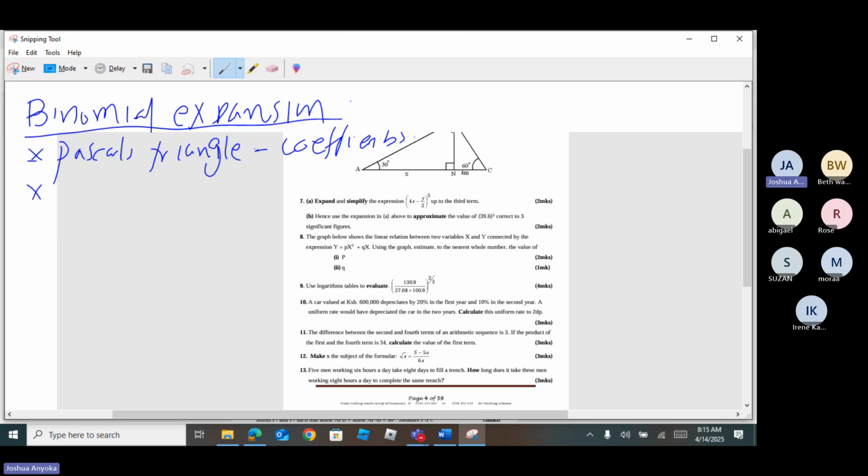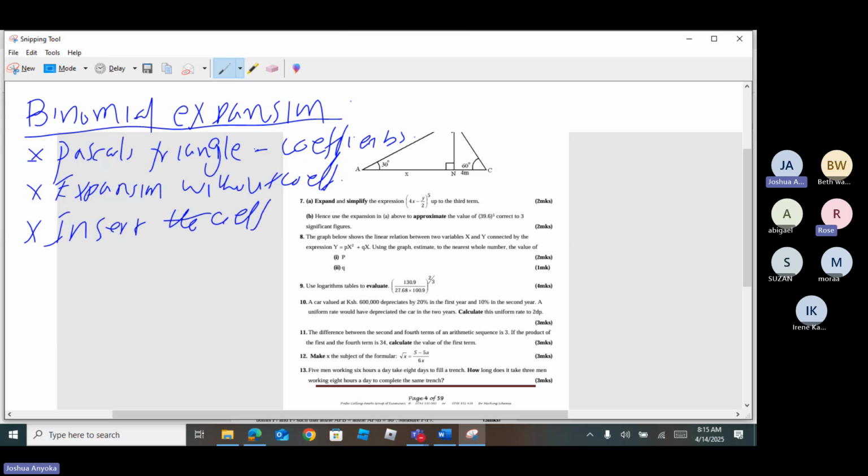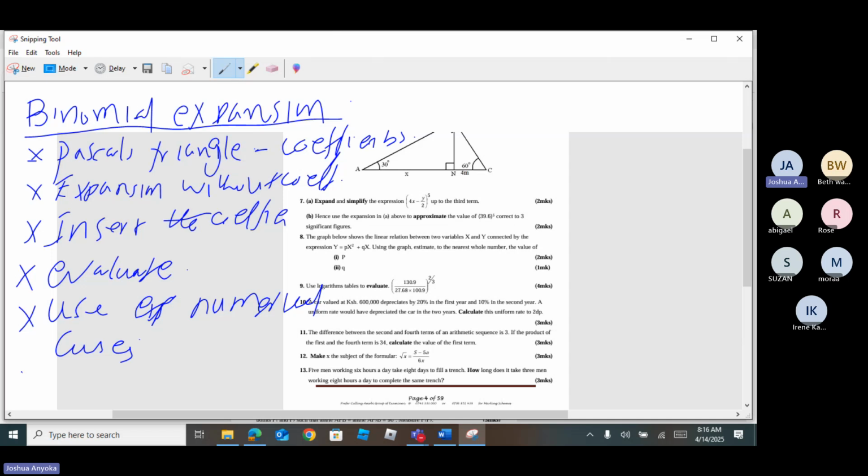Two, we must know the art of expansion. In this expansion, we do it without coefficients. Then we must know how to insert the coefficients. After inserting the coefficients, we evaluate. After evaluation, we use the expansion to evaluate numerical cases. And that marks the end of binomial expansion.